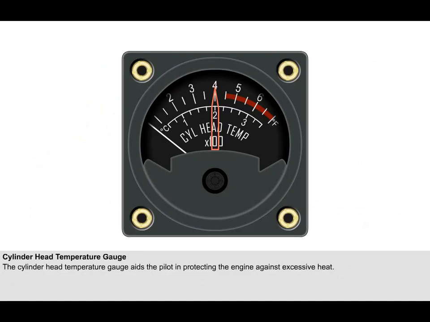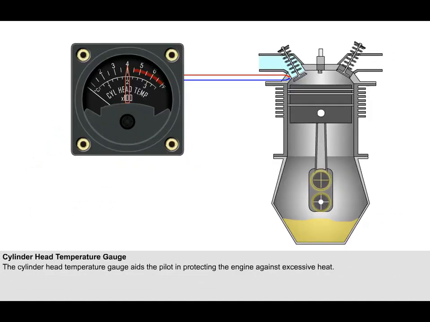The cylinder head temperature gauge is an engine instrument designed to aid the pilot in protecting the engine against excessive heat. The operation of the cylinder head temperature gauge is dependent on a sensor which is mounted on the engine cylinder head.